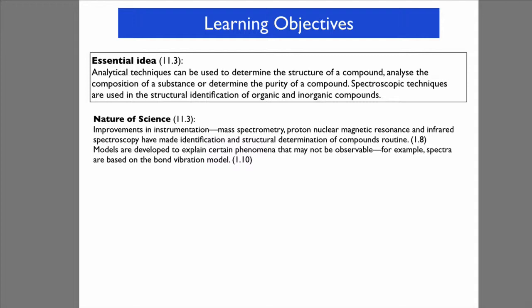Nature of science. Mass spectroscopy, proton nuclear magnetic resonance, and infrared spectroscopy have made identification and structural determination of compounds routine. Models are developed to explain certain phenomena that may not be observable. For example, spectra are based on the bond vibration model.